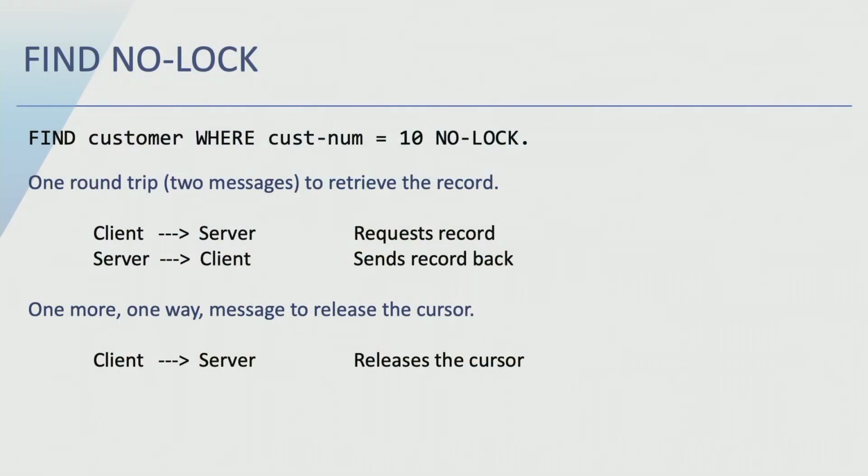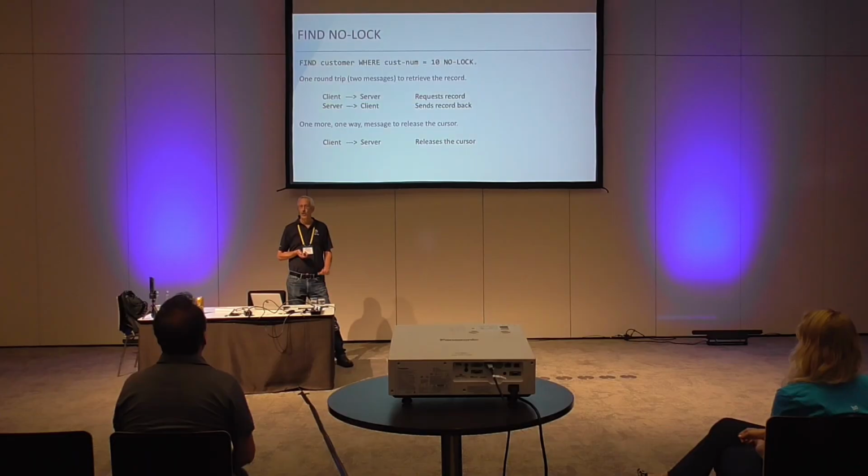Right, so for example, a find no-lock is going to make a request, and it's going to get a response. Then your 4GL is going to do something. You're going to be done with the record, and then it's going to send back and say, okay, I'm done. So that's 3 messages for a no-lock find statement.